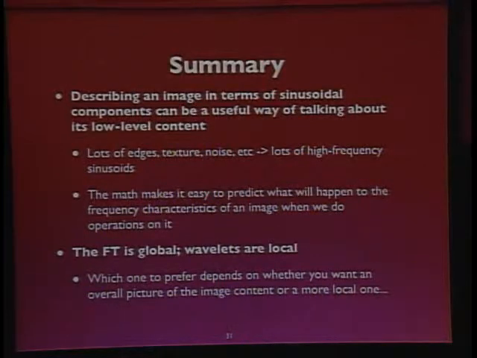So just to summarize the overall point of this lecture, you can describe an image in terms of sinusoidal components, and this can be a useful way of telling the story of, explaining its low-level contents in terms of slowly varying and quickly varying intensities. And also the Fourier transform is a global thing, and there's a set of local versions of it that are called wavelet transforms. Any last-minute questions? Okay, well then we'll stop there.